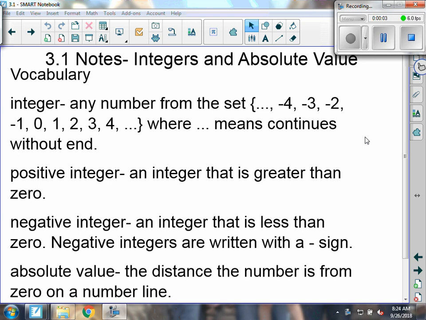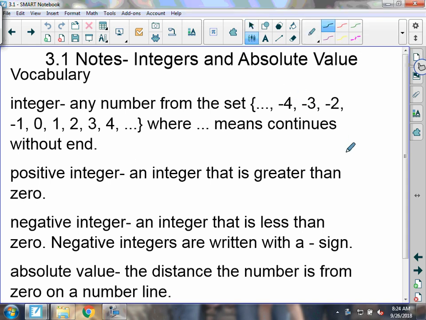Today we're going to talk about integers and absolute value. Some of this should be a review from last year, so it should be fairly easy. An integer is any number positive or negative. A positive integer is a number that's greater than 0. A negative one is one that's less than 0. And the absolute value is the distance a number is from 0.